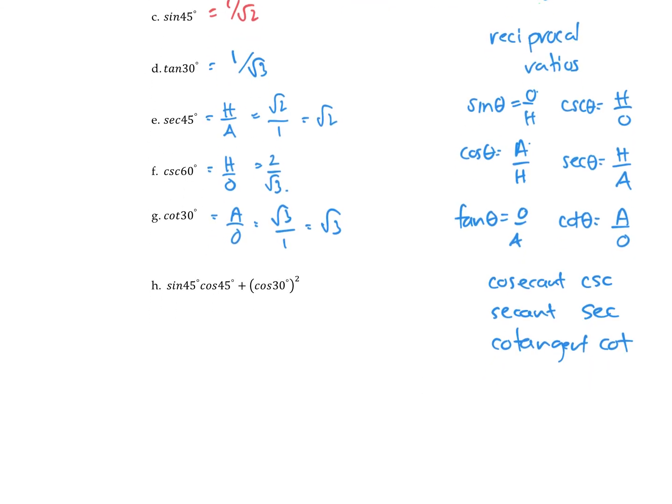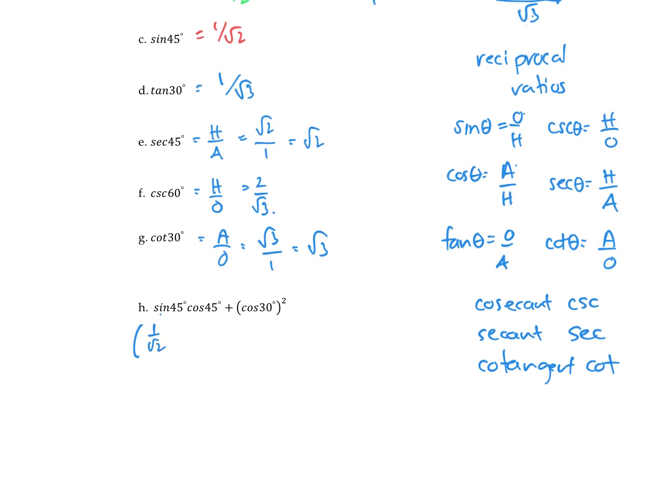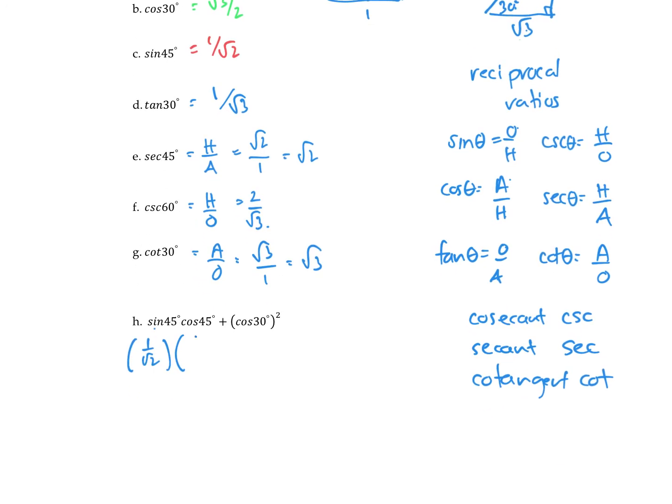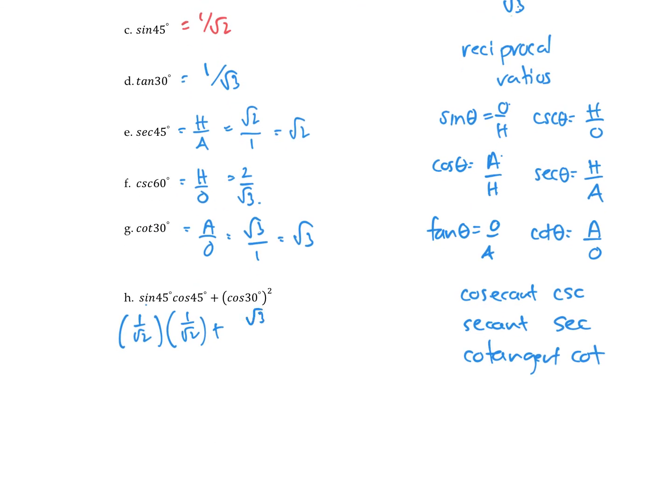Now you might get a combination of exact values or ratios, so I can just find them separately. So sine of 45, I'm going to go to my 45-degree triangle. Sine is opposite 1 over hypotenuse root 2. I'm going to go and find cosine of 45. So cosine of 45 is the adjacent, which is 1, over the hypotenuse, which is root 2. And then I'm going to find cosine of 30. Cosine of 30 is the adjacent, root 3, over the hypotenuse 2. And that is squared. So I can see that squared.